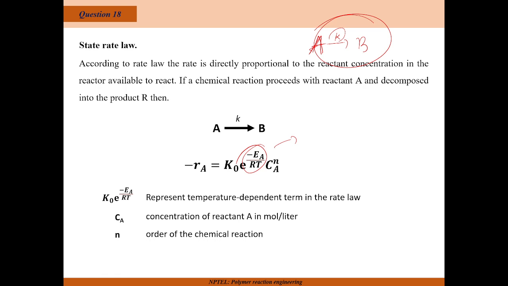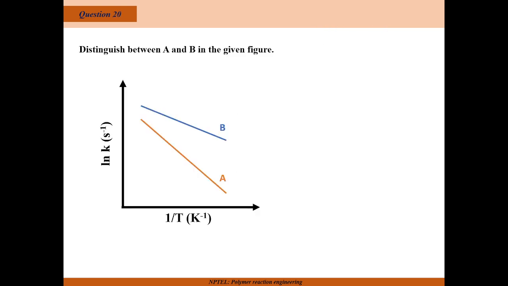As I said, there is a negative sign there, because the concentration of the particles, here particle A, decreases as the reaction proceeds. That is the reason for the negative sign. And this is the temperature dependent term. C_A is the concentration of reactant A, and n is the order of the chemical reaction. If that is clear, let's move on to the next question.